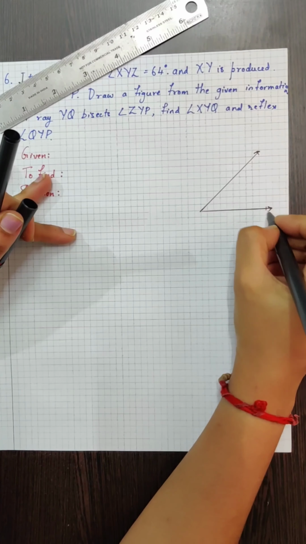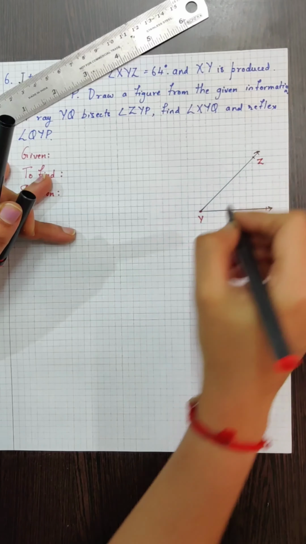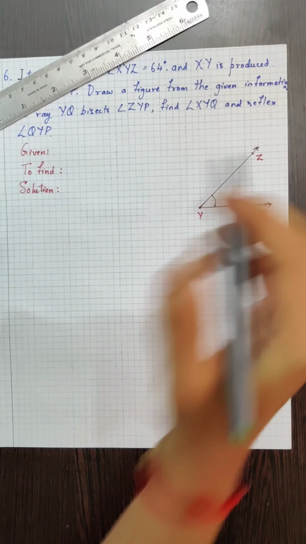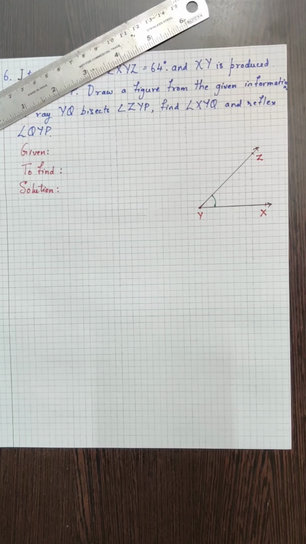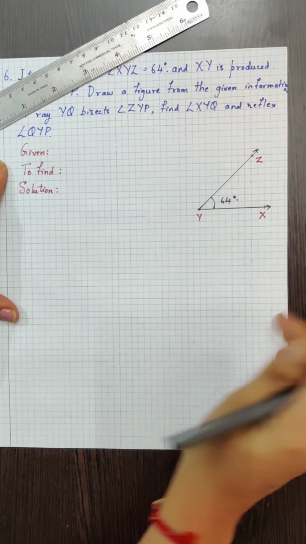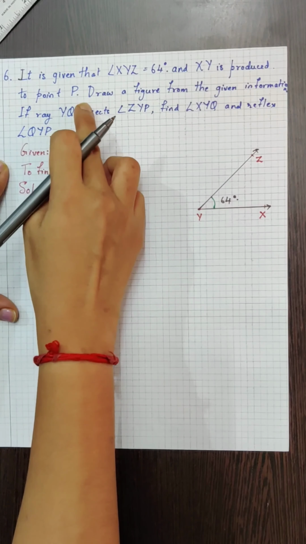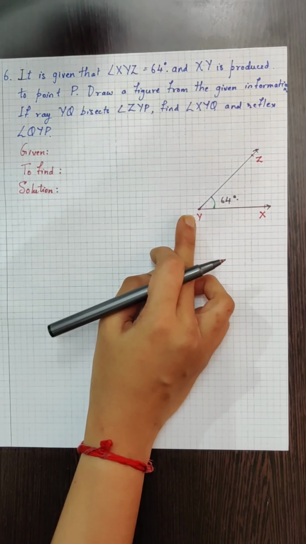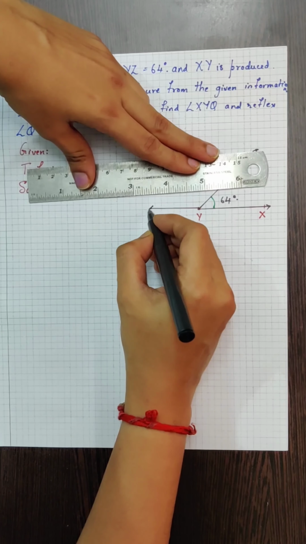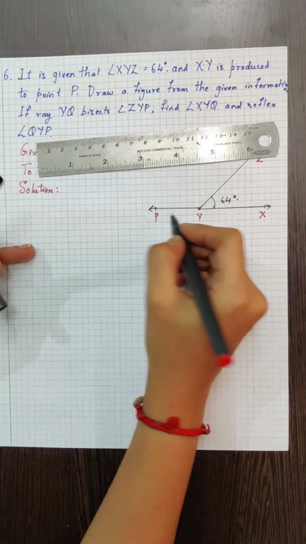So it is given that angle XYZ, here this angle, is equal to 64 degrees. So this is what is given. Next, the information is XY is produced to a point P. XY is produced to a point P. So let me produce it to a point P here. This is the point P.